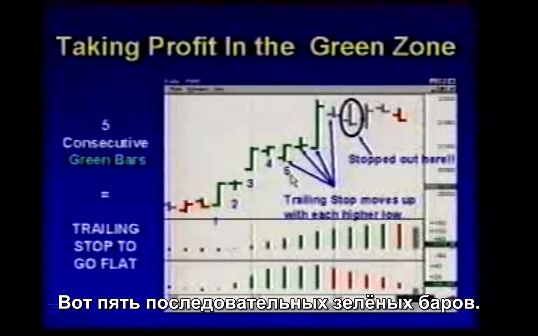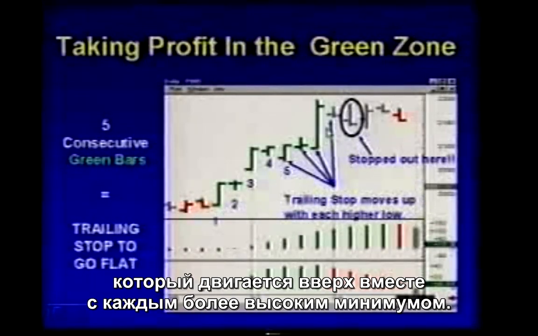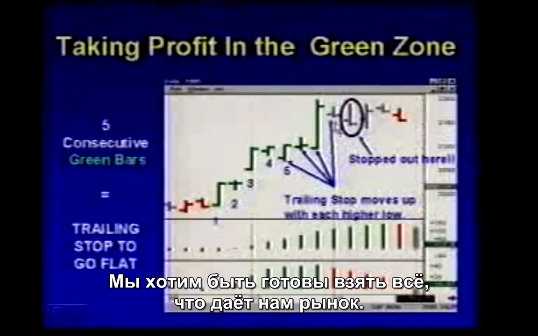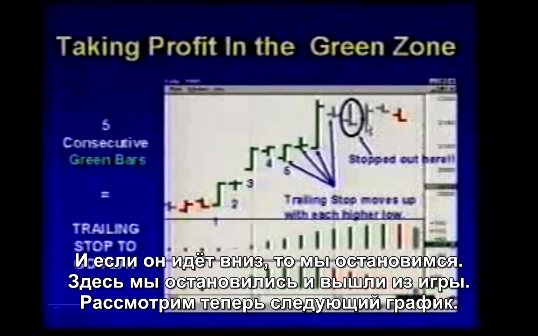So 5 consecutive green bars, we added on the last 3. Now we have a trailing stop that moves up with each high or low. We want to be able to absorb anything the market's going to give us. If the market continues up, we want to make money. We want to take that. But if it pulls back down at all, we're going to be stopped out, and that was the place we're stopped out. So let's look at that on another chart.